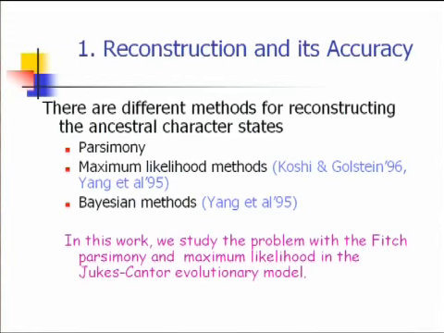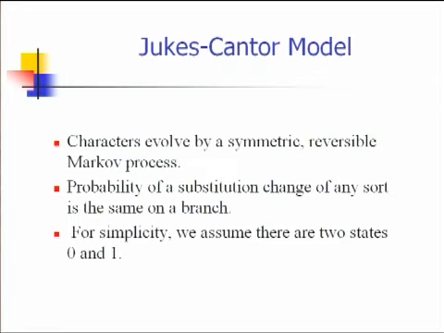Here, we consider this problem with the Fitch method, and also maximum likelihood under the Jukes-Cantor model. This model is the simplest model. The character evolves by a symmetric reversible Markov process. Also, the substitution probability of any state is the same on the branch. For analysis simplicity, we assume there are only 2 states, but it works for multiple states.